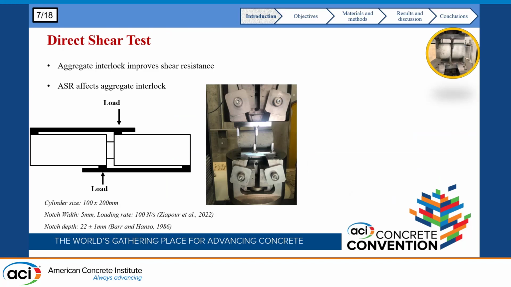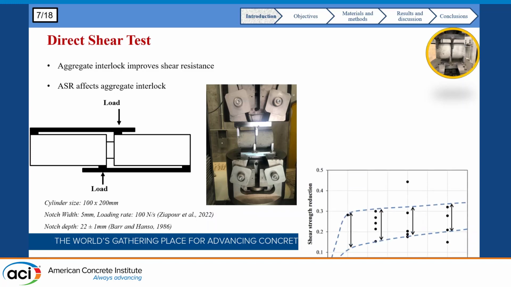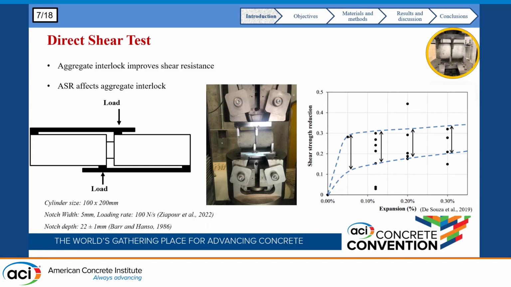For the mechanical property losses, aggregates are known to produce frictional resistance of cracks to sliding. And since alkali silica reaction is a deterioration mechanism in aggregates, the direct shear test has proven promising in assessing the influence of ASR damage in affected concrete. Now, according to the work done by Souza et al. in 2019, they concluded that alkali silica reaction can significantly reduce shear strength, especially at low to moderate expansion levels.